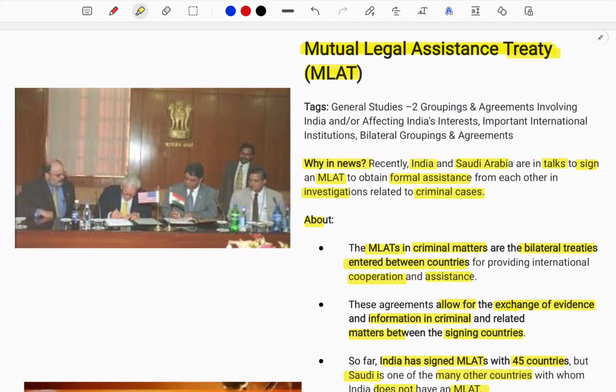India is in talks to sign with Saudi Arabia. Understand that a Mutual Legal Assistance Treaty means that in criminal cases both countries will be assisting each other.